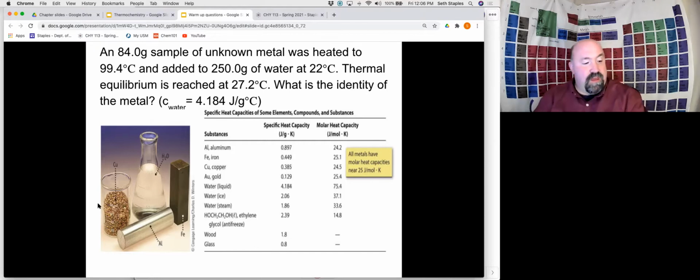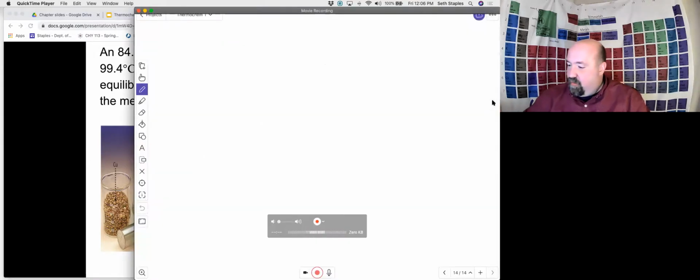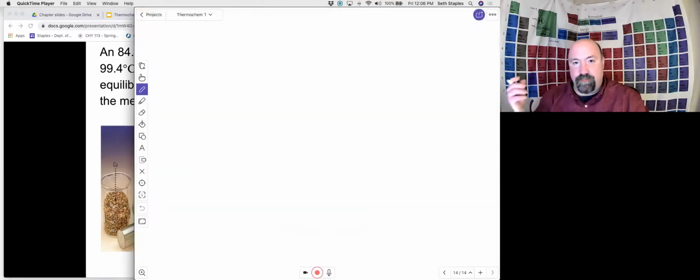Okay, and so rather than show you the answer right away, let's just work through this. And so remember that the basic principle here is that the metal's dropping down into the water. So the metal's going to cool down. And so we can calculate the heat lost by the metal, or the way that we would calculate that heat lost by the metal.